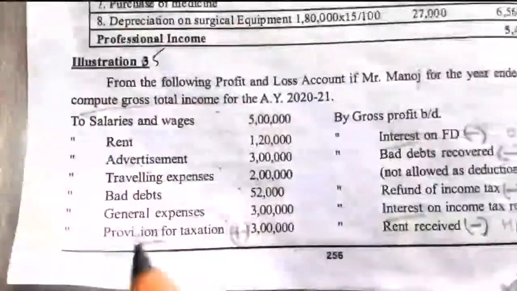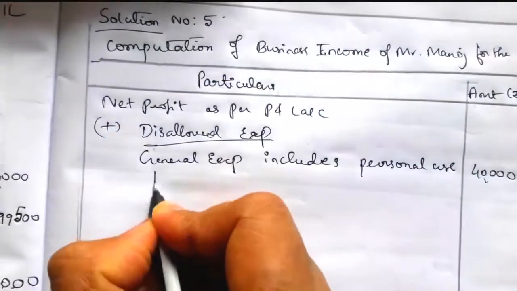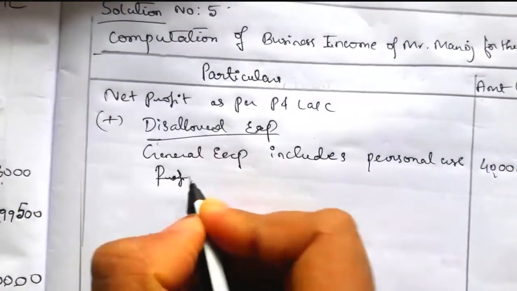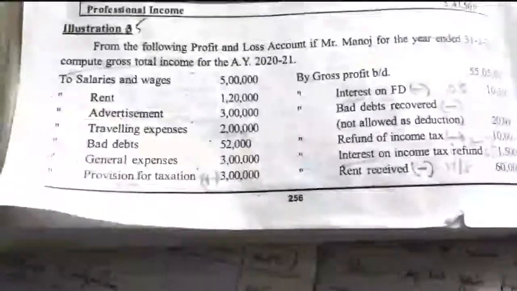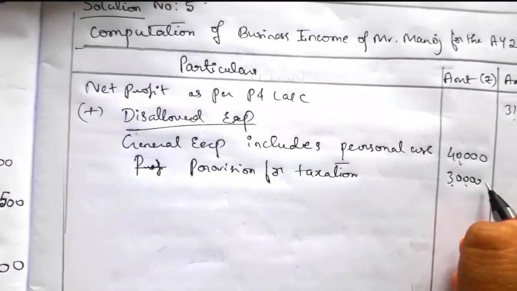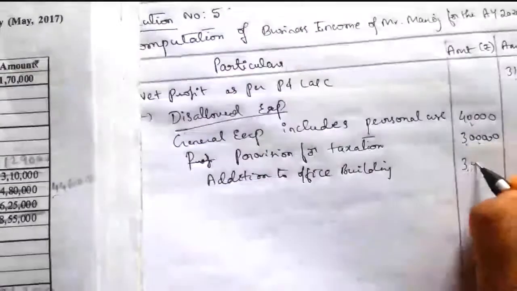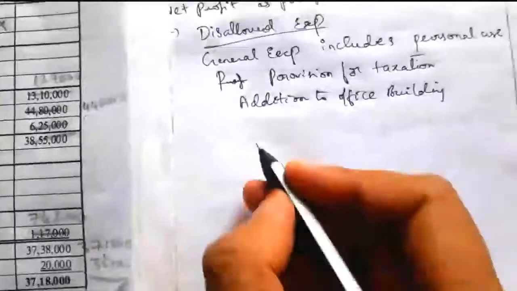After general expenses, next will be provision for taxation. Provision for taxation will be disallowed. The provision for taxation amount is rupees 3 lakh. The next one is the addition to office building, that is rupees 3 lakh, which is disallowed. So what is the amount? That is rupees 3 lakh. Next, GST paid is allowed. Then income tax paid is disallowed.